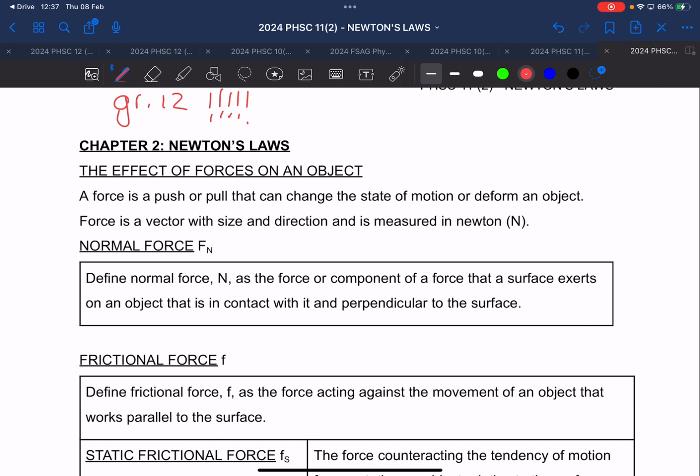Alright, so grade 11. We are going to look at Newton's laws. We are going to look at 4 laws of Newton.